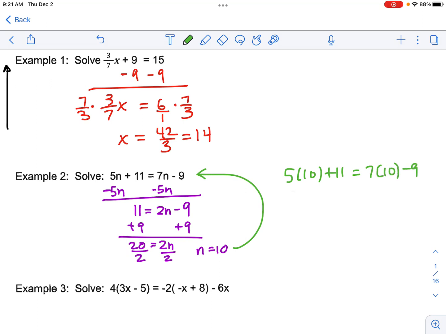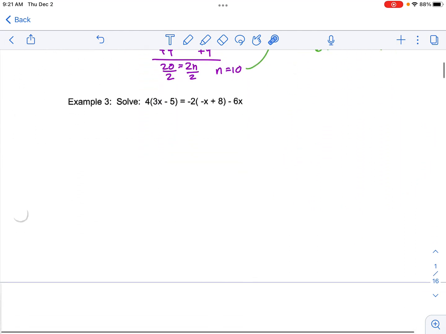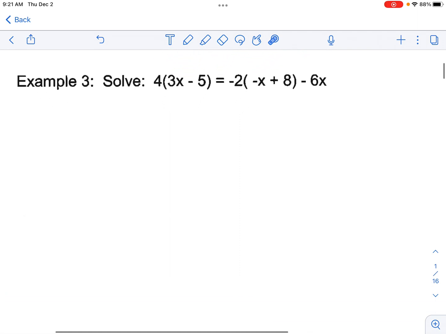and it's 7 times 10 minus 9 on the right. That's 50 plus 11 on the left, and 70 minus 9 on the right. And that makes 61 on the left and 61 on the right. So we know that 10 is in fact the correct solution. That's just a good check to make sure you did the math over here correctly. This is going to become super important later on in the unit. In fact, we're going to have to do this at the end of the unit. But right now it's kind of optional.